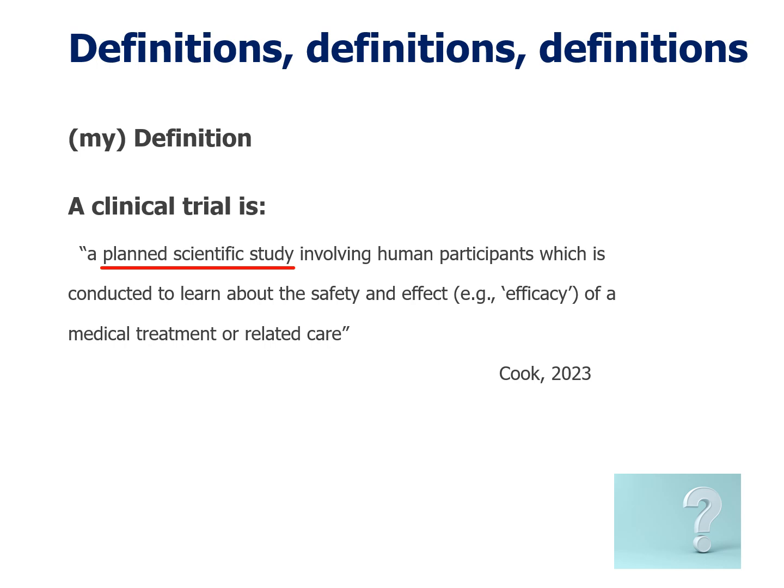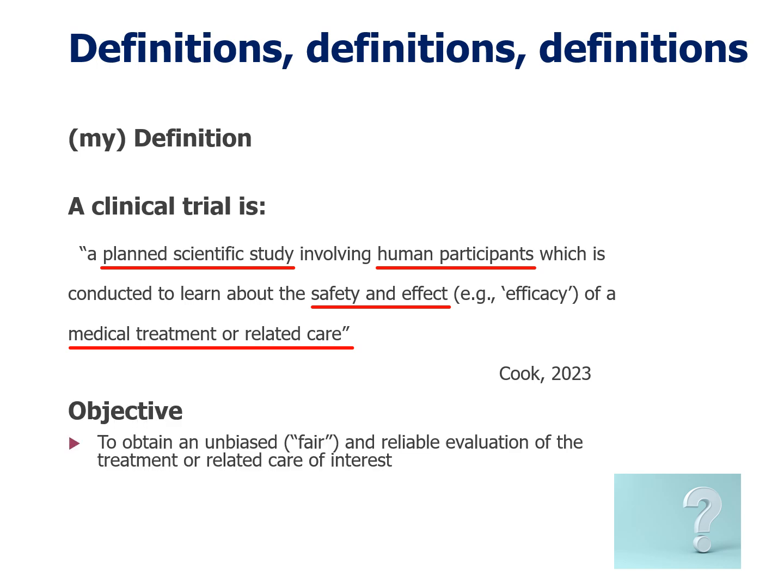It's a planned scientific study. This helpfully differentiates a key feature of a clinical trial from other useful types of scientific studies. It involves human participants, so it excludes studies that are based on cells or laboratory-based or animal studies or other artificial scenarios that don't involve human beings. And it's a study that's looking at safety and effect of what? A medical treatment or related care.